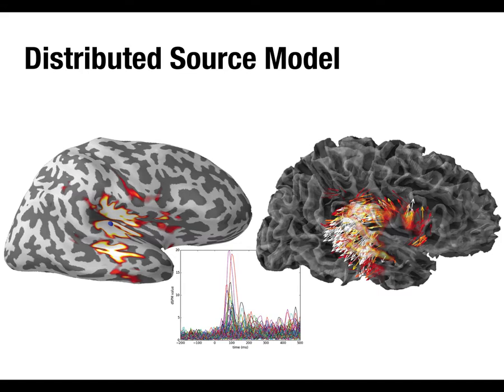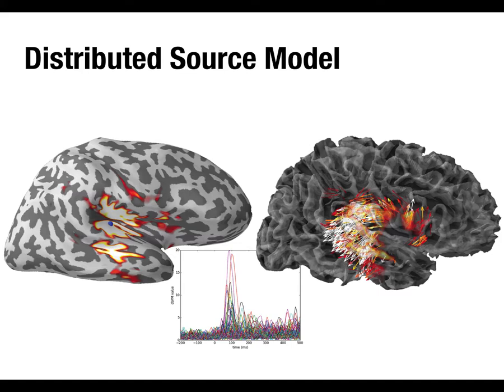The one on the right there is showing the results of the same source localization, but rather than just color coding the intensity of activation, it's using arrows where the orientation reflects the orientation of the dipole on the cortical surface. It's a little messier, but it's another way of visualizing.